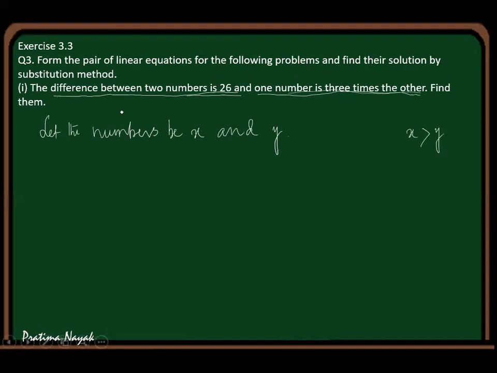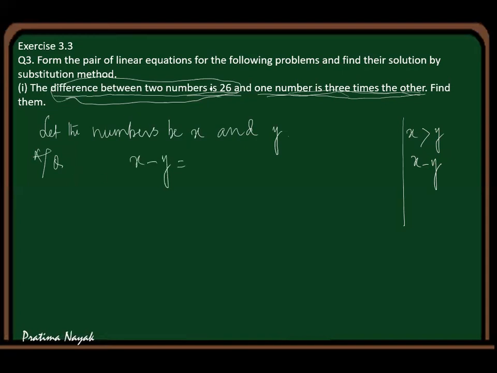So that we have to write the difference. If I am thinking x is greater than y, then for difference I'll write x minus y. If I assume that y is greater, then I'll write y minus x. The second equation we make has to follow this, otherwise it will be a mistake. So according to the question, x minus y is equal to 26, the difference. This is equation 1.